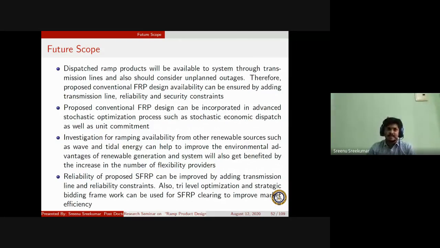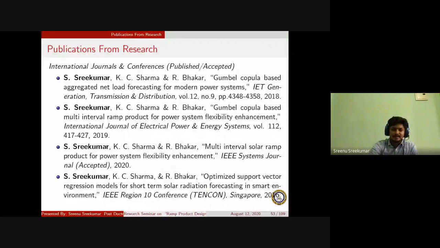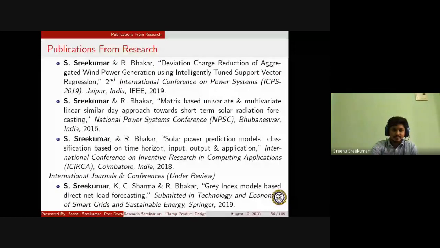which will again increase the benefit of renewable energy, and also the system will benefit from an increased number of flexibility providers. And the proposed SFRP reliability can be enhanced by adding reliability and transmission line constraints. And here a tri-level optimization and strategic bidding framework can be used for SFRP clearing to improve market efficiency. And these are the publications from the research, and these were the key references.